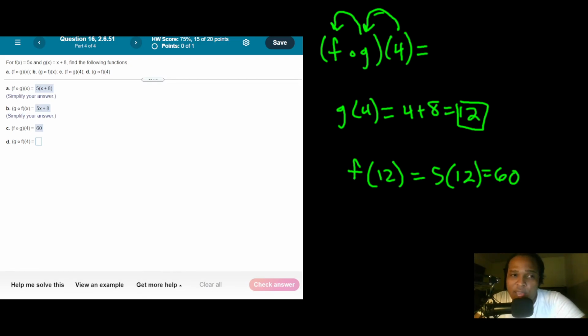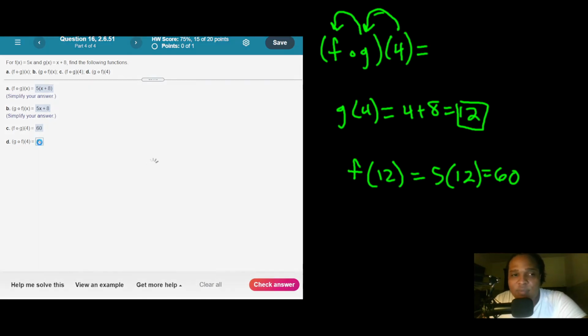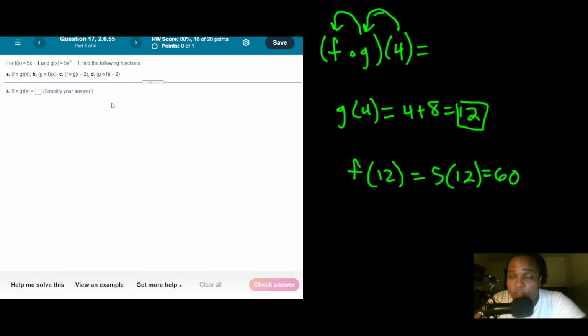So for example, we have g of 4, right? Up here we have g of x, so just replace all of your x's with the 4. So that would be 5 times 4, which is 20. 20 plus 8 is 28. Can't go wrong. And that's it. And that's what we're going to do for this whole section.